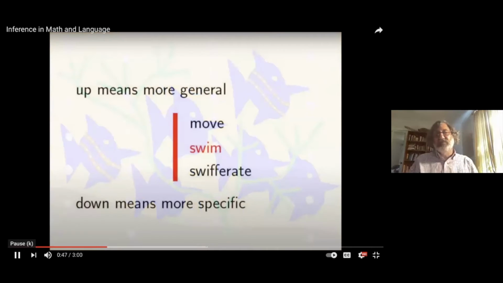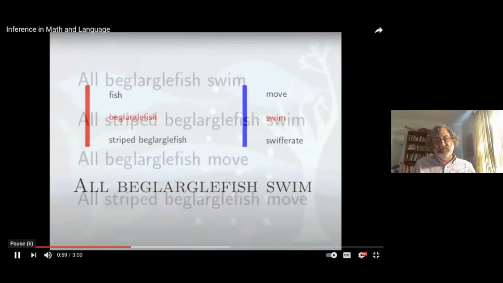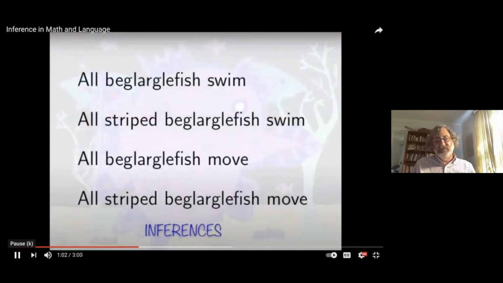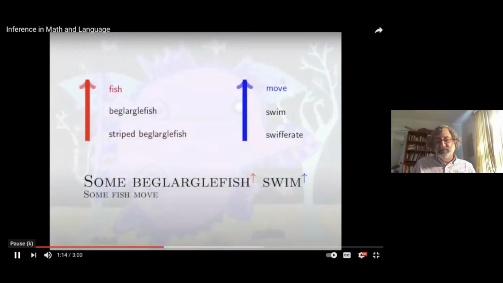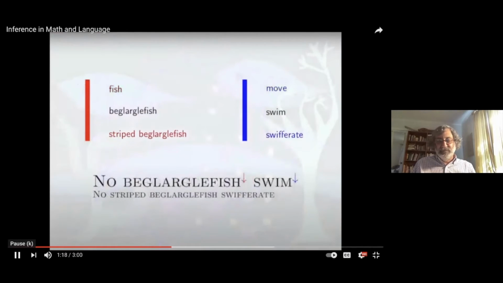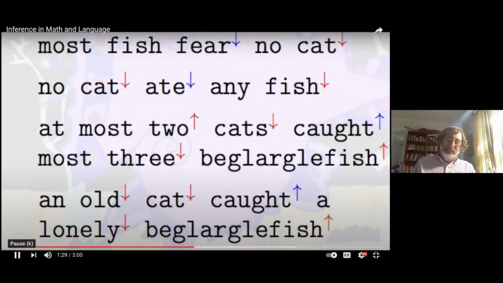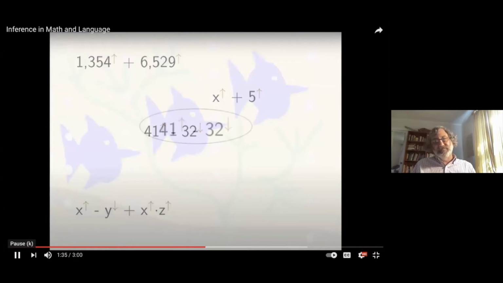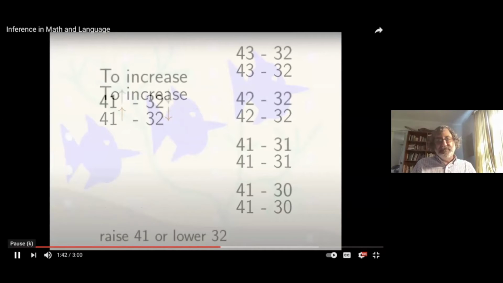Here is the scale of the verbs move, swim, and swifferate. Supposing I tell you about a picture that all the gloggle fish swim. What would you be committed to? Here are the sentences that you would accept. These are what you infer from my statement. The pattern is, on the left, we move down the scale. On the right, we move up. When we change the word all to some, the pattern changes. And when we use the word no, the inference is different yet again. It's down both times. And when we start to look at other sentences and other words, we see the same kind of patterns all over the place. The same happens with numbers. Let's look for a second at 41 minus 32. The arrows tell us that to make 41 minus 32 bigger, we can either move 41 up or 32 down.